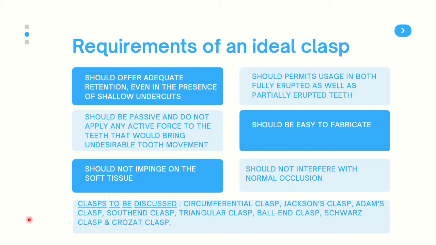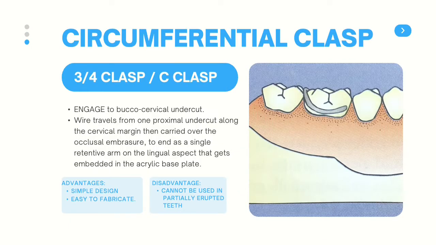In this lecture, we will be discussing a few types of clasps: the circumferential clasps, the Jackson clasps, the Adams clasps, the southend clasps, the triangular clasps, the ball end clasps, the Schwartz clasps, and the Crozat clasps. The first one is the circumferential clasp. It's also known as the three-quarter clasp or C clasp because of its shape.